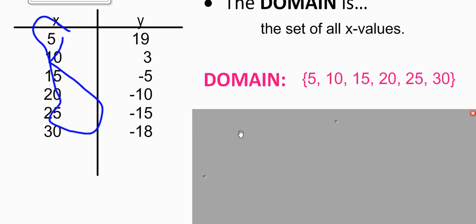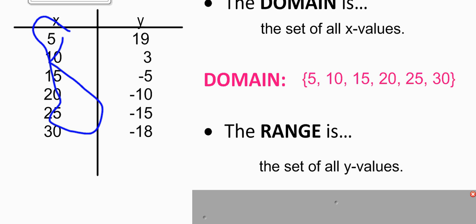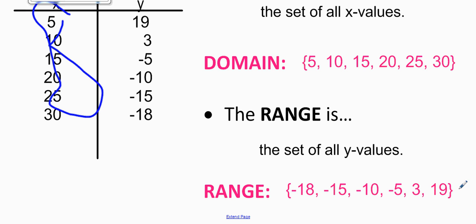Next, we'll talk about the range. The range is the set of all of our Y values in a relation. And we will also write our range out in order from least to greatest, as you can see. So we've been able to take our XY table and write that table both as a relation, as the set of X and Y ordered pairs, and separate our relation into the domain, which is our X values, and the range, which is our Y values.